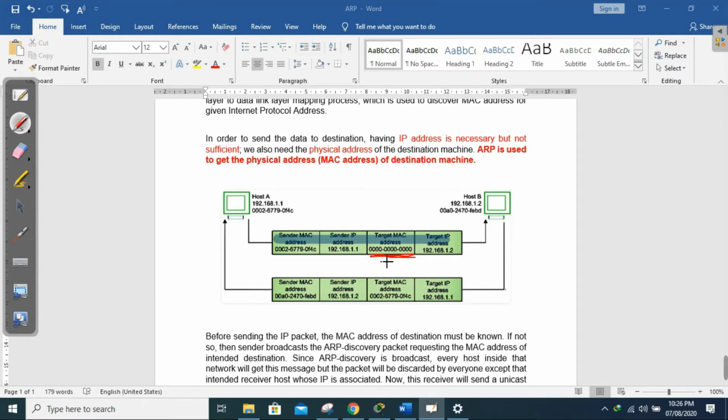And that's the reason we have put all zeros in this field, because when the packet is going for the first time, it doesn't know the MAC address of the destination. That's why usually all zeros are put in that specific field, the target MAC address. All right.